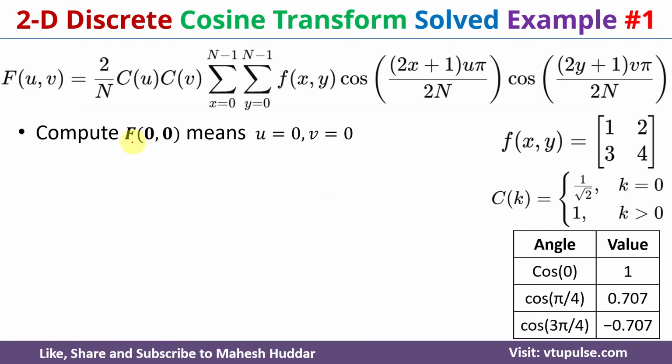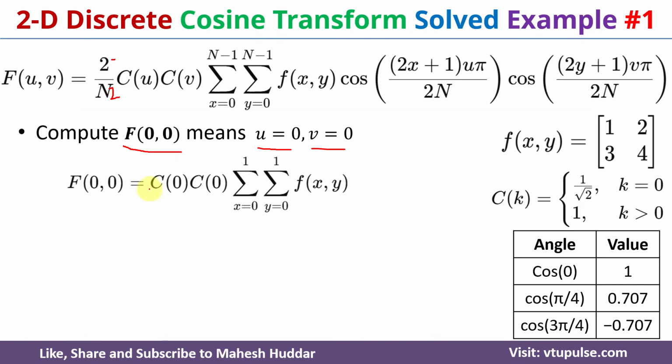First we will compute the value f of 0 comma 0, which means u is equal to 0 and v is equal to 0. So here we need to put u and v values. And here we can see that n is equal to 2, so 2 divided by 2 will become 1. So f of 0 comma 0 is equal to, in place of u we need to put a 0 value, and in place of v we need to put a 0 value.